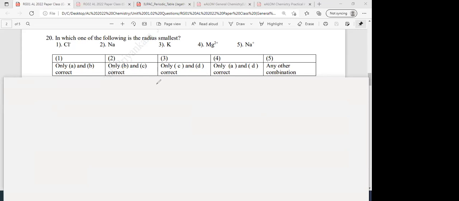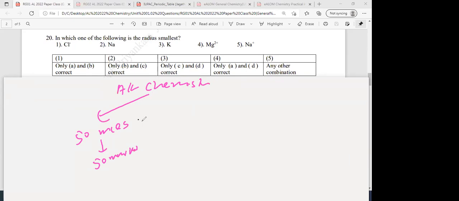You get 50 MCQs in the Chemistry A-level paper, so you get 50 marks. Out of these 50 MCQs, for the first 30, questions 1 to 30, you get 5 choices and you have to select one of them.